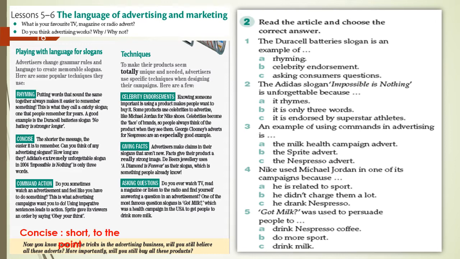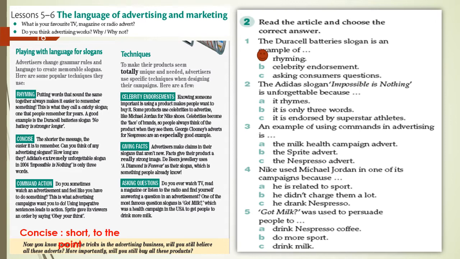So after reading this article about playing with language for slogans, we need to answer these questions in exercise number 2, page 25. Question 1. The Duracell slogan is an example of what? Rhyming, or celebrity endorsement, or asking consumers questions? Battery. It's rhyming, yes.